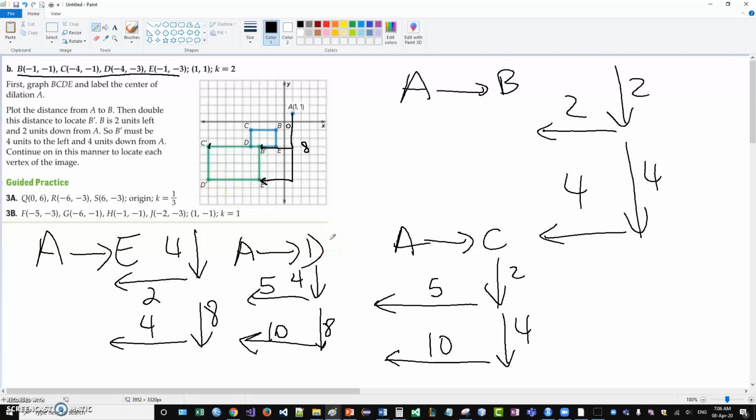So you see how you get from the center to each point in the original image. Multiply that by the scale factor. Okay.